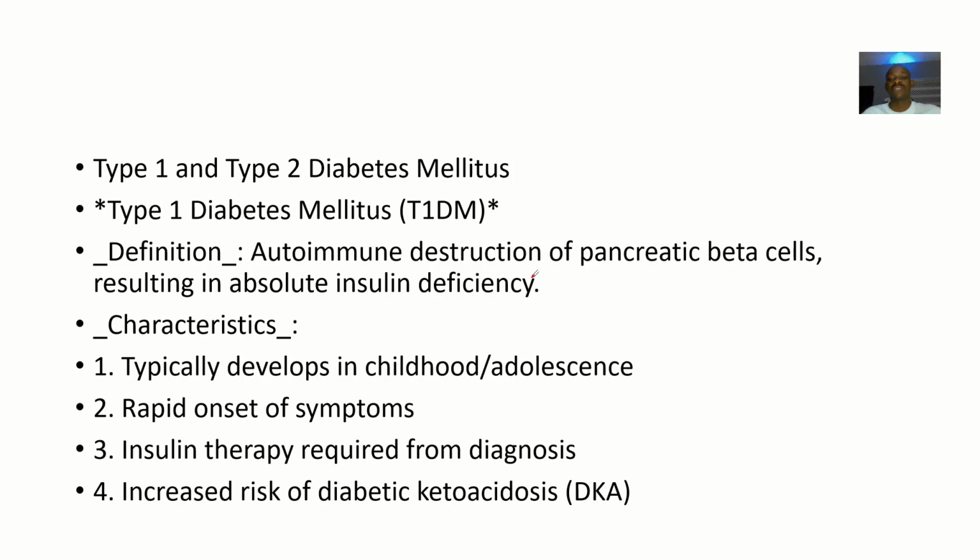For type 1, we said that there's an autoimmune destruction of pancreatic beta cells, which will result in absolute insulin deficiency. What are the characteristics? It typically develops in childhood and adolescence. There's rapid onset of symptoms since there's no insulin at all. Insulin therapy is required right from diagnosis. Right from diagnosis, you start insulin replacement therapy already. Then there's increased risk of diabetic ketoacidosis.